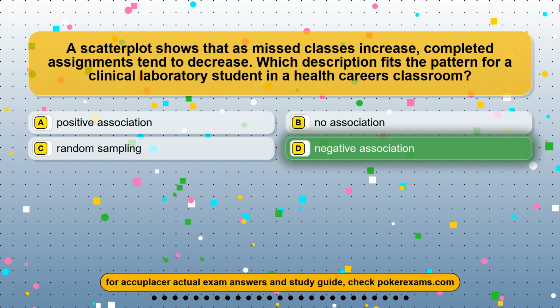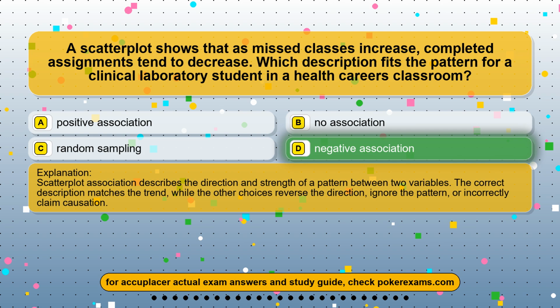The correct answer is option D, negative association. Scatterplot association describes the direction and strength of a pattern between two variables. The correct description matches the trend, while the other choices reverse the direction, ignore the pattern, or incorrectly claim causation.